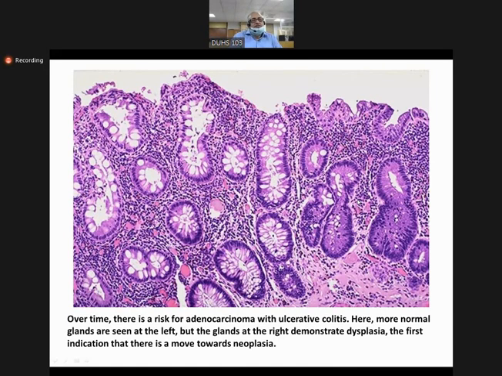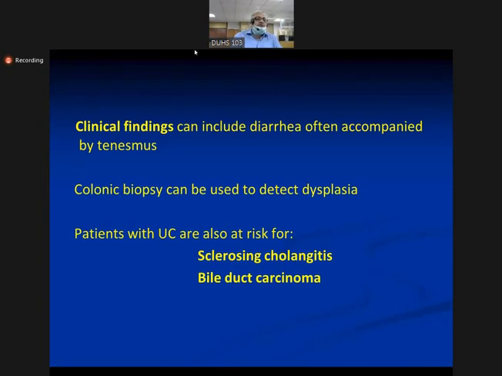That's why these patients are continuously followed, and repeated biopsies are taken. And once we encounter dysplasia in these individuals, we opt straight away for resection of the colon, so that it may not develop into adenocarcinoma, which is a devastating condition having a very high mortality. So dysplasia is another feature which we look for in patients suffering from ulcerative colitis.